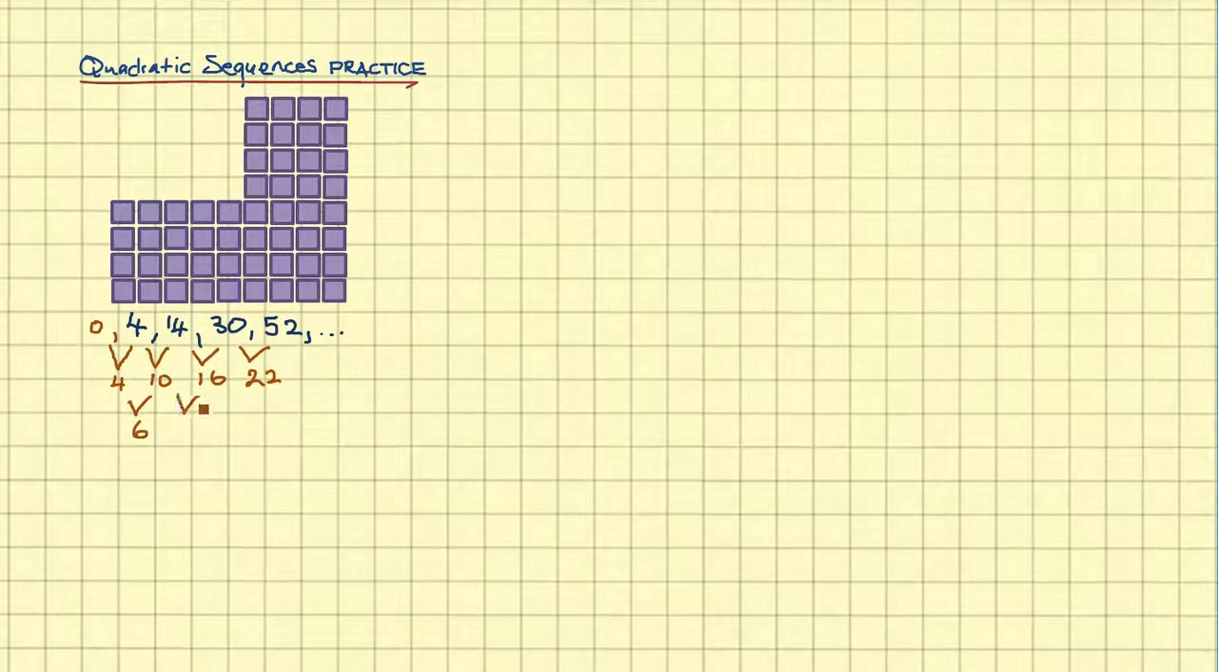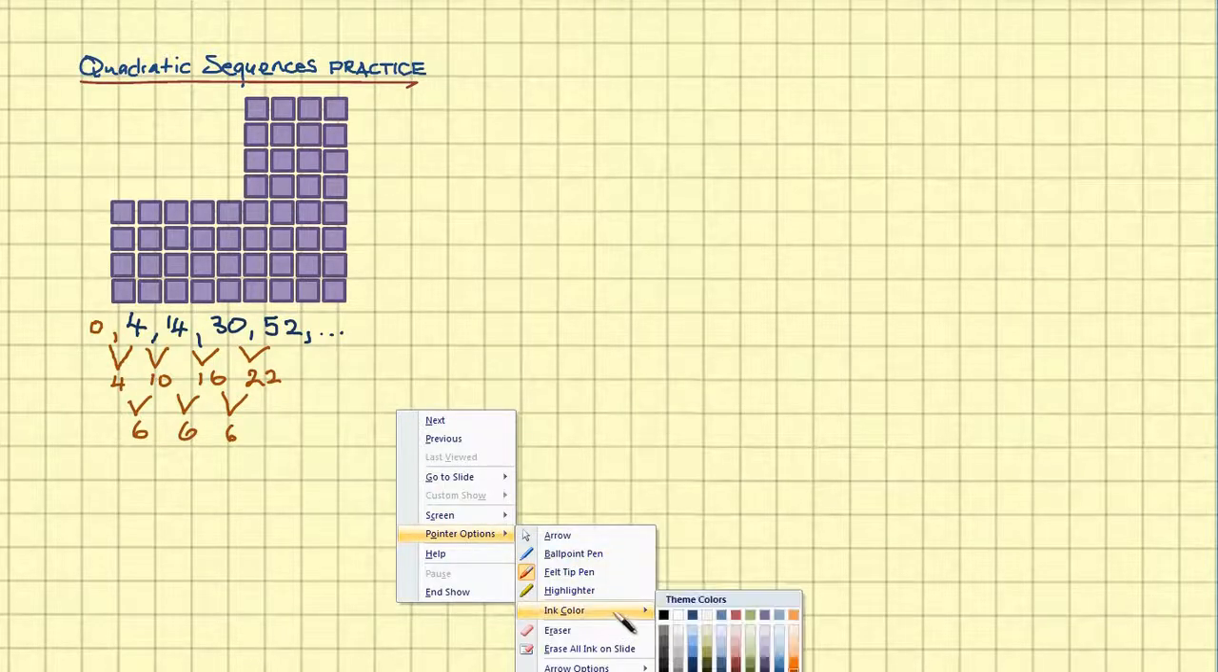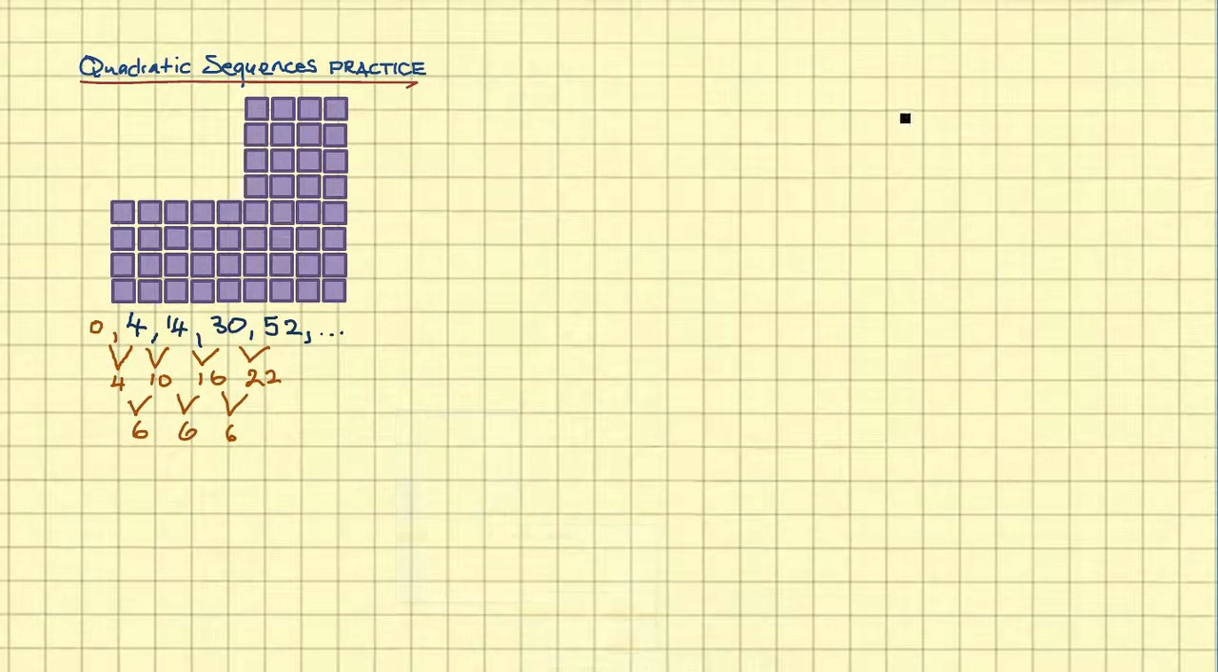Now my second difference is going to be the same in a quadratic sequence. So 10 subtract 4, 6. Just worth checking the others. 16 subtract 10, 6. And 22 subtract 16, 6. Okay, so that's constant. And what it means is that I can now work out my A, B, and C values.